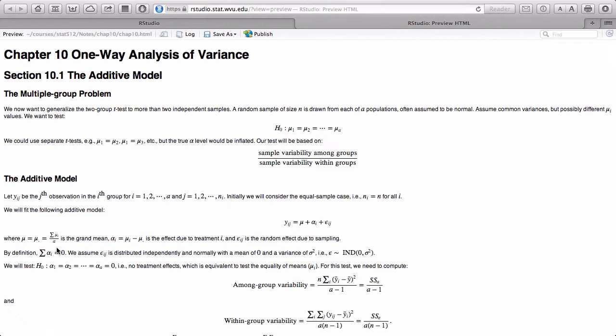And then we're assuming that the epsilon sub i j is a random effect due to sampling variability. More specifically, we assume that the epsilon sub i j are distributed normally with a mean of 0 and a variance sigma squared. A short notation we often use is epsilon is distributed independently, I probably should put an N there, independently normal. Sometimes I put IIN for independently identically normal with mean 0 and variance sigma squared, which I think is probably the best way of representing it.